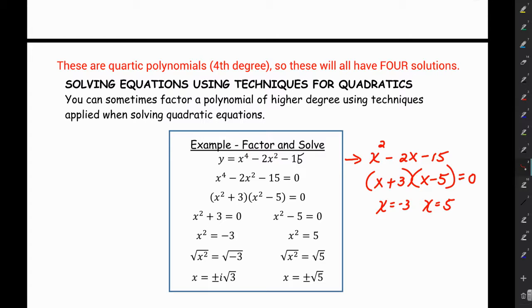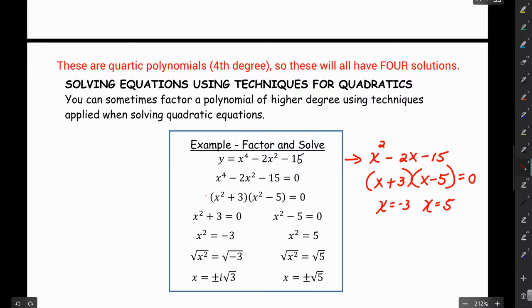So the only difference is when we write the binomials, right? When we factor and we write the binomials, instead of using x, because we had x squared, we're going to use x squared here because this was x to the 4th. So if you were to FOIL this guy, x squared times x squared is x to the 4th. The middle term is going to be minus 5x squared plus 3x squared. That's going to give me minus 2x squared. And plus 3 times minus 5 is minus 15.